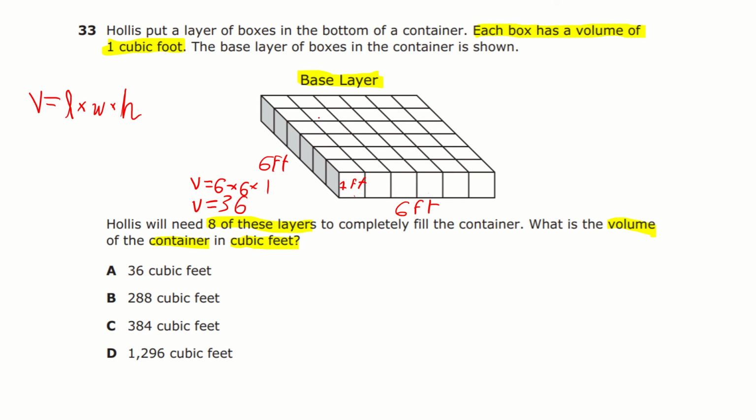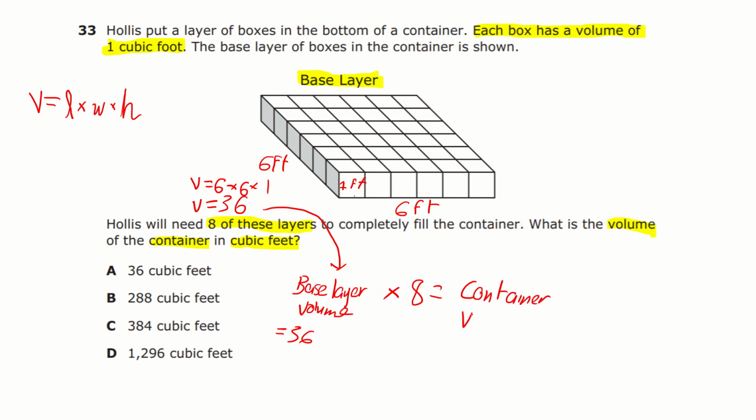And now that you have the volume of the base layer, all you have to do is multiply by 8, since 8 of these layers creates the container. 8 of these layers fills up the container. So let me move it over here. Base layer volume equals 36. And you have to multiply the base layer, so base layer times 8 to get container volume.